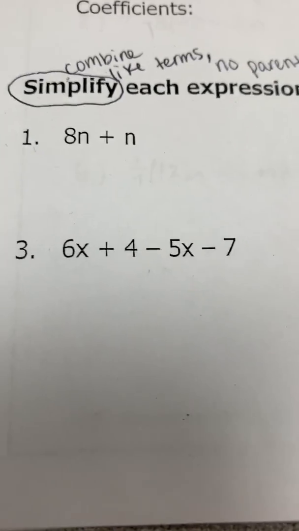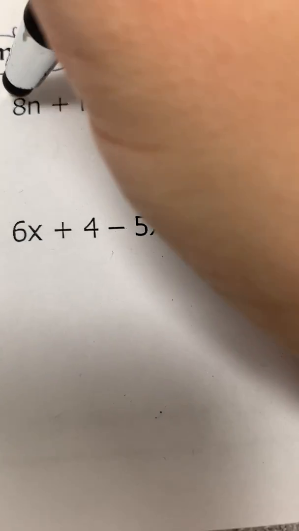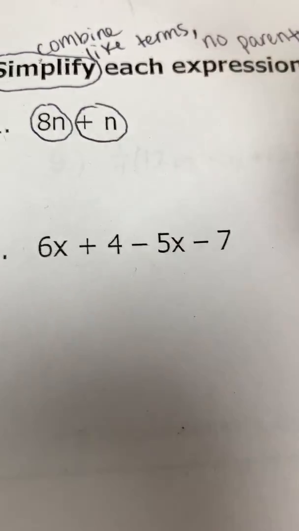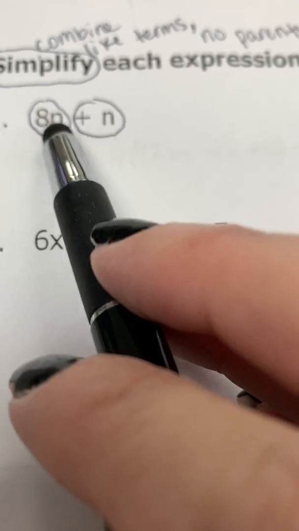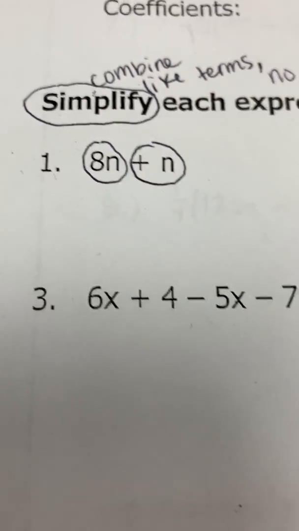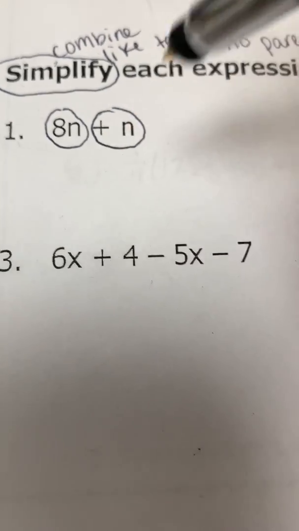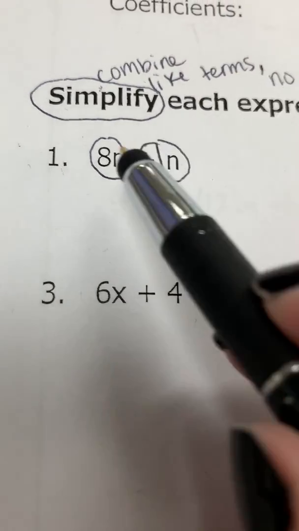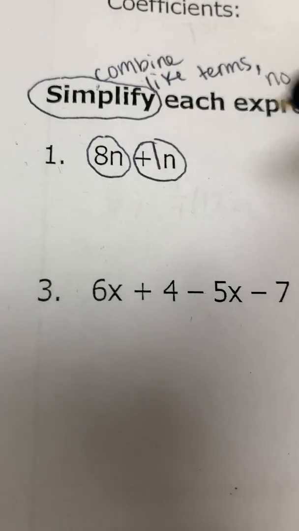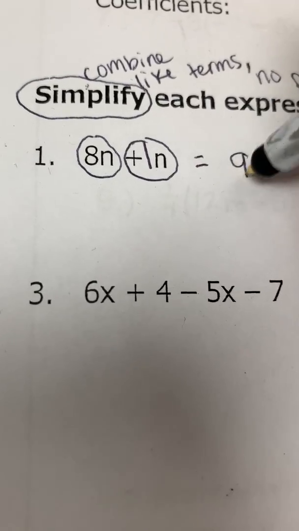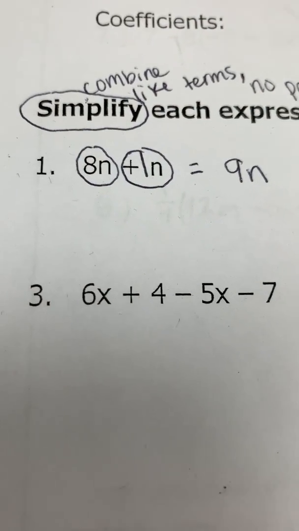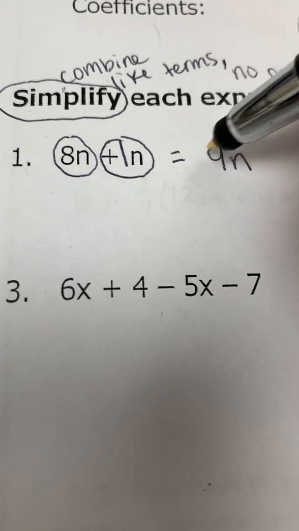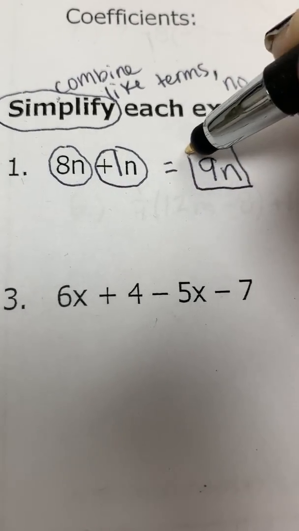Okay, so in this first one, I have 8n and I have positive n. Those both have an n, so they're like terms, so I can add them together. N has an invisible number in front of it. It's a 1, so that's 8n plus 1n, which equals 9n. I don't have any other terms, no other numbers, no other variables, so that is the final answer.